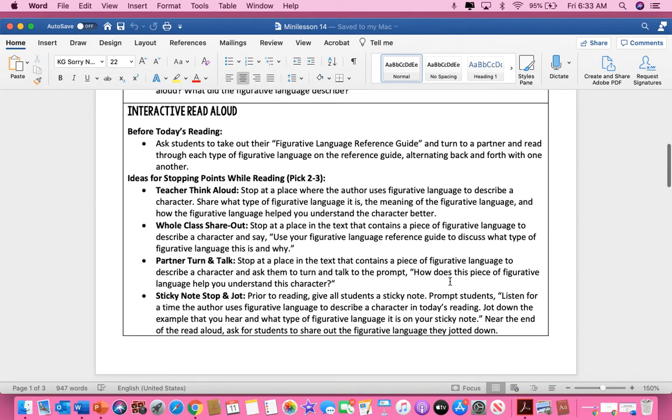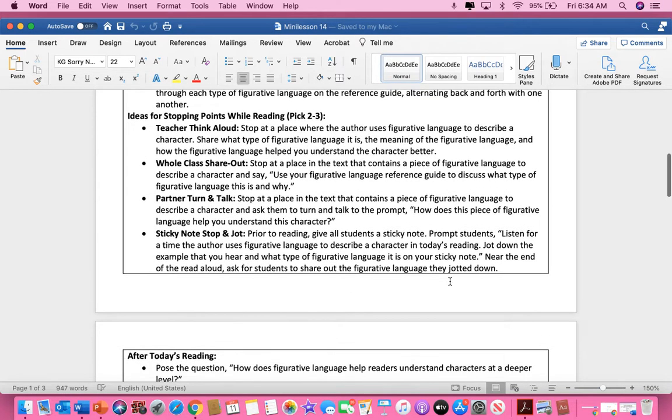So throughout the science fiction fantasy reading unit, I would be reading a book aloud to students, and they would also have a science fiction fantasy book of their own. So as I'm reading our read aloud book, I would start by asking students to take out their figurative language reference guide and read through the different types of figurative language with one another to just refresh themselves on that. At this point, this is something that hopefully they have been exposed to, but then this would just be a refresher of that.